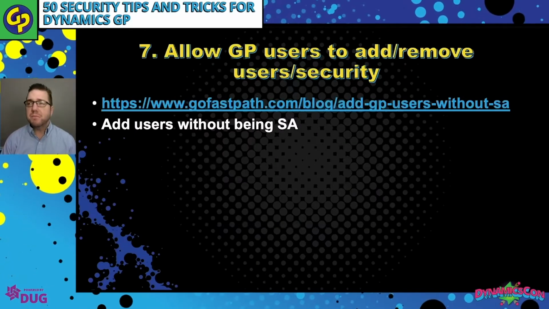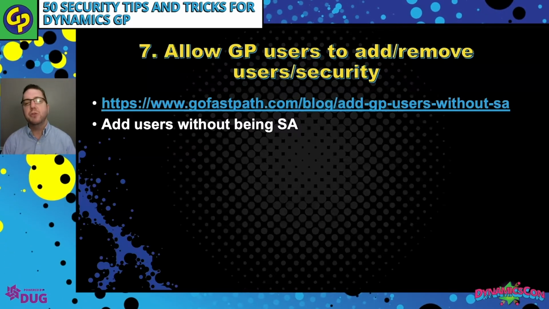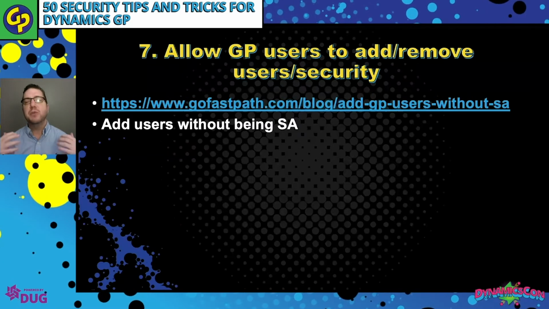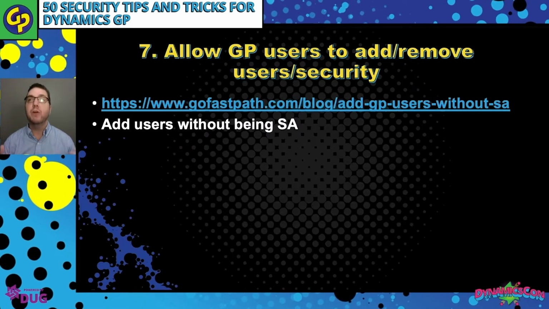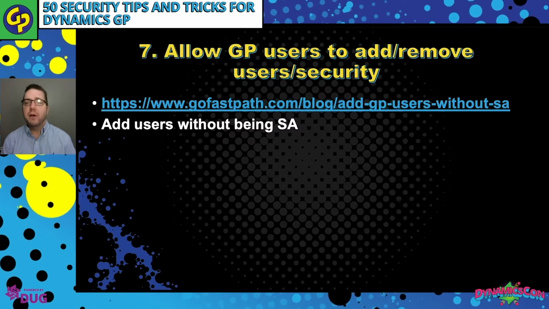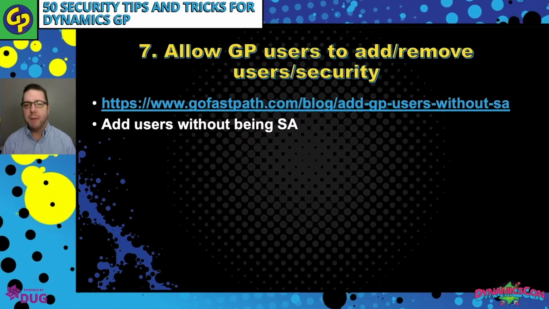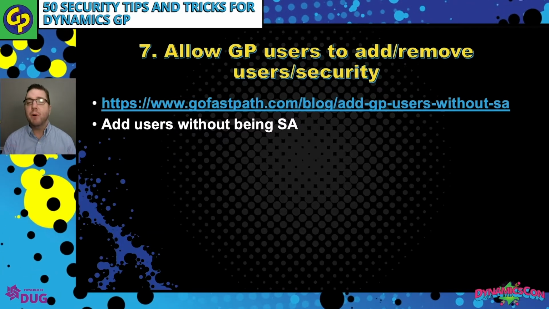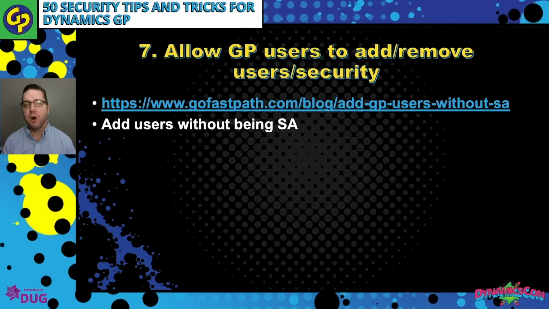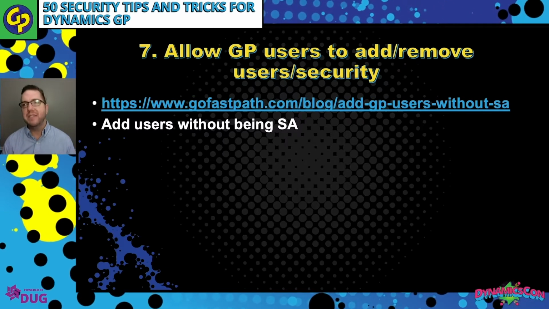Number 7, instead of using SA or DynSA, you can use a regular GP user to add and remove users, adjust security, do all of those things. They do not have to be the SA user. They do not have to be the DynSA user. All of this is detailed in the GP security manual that nobody ever reads. It's right around page 35. But as part of that, we've also got a white paper here to describe exactly what your options are to deal with that. And the beauty of this is it's actually more secure than SA or DynSA.